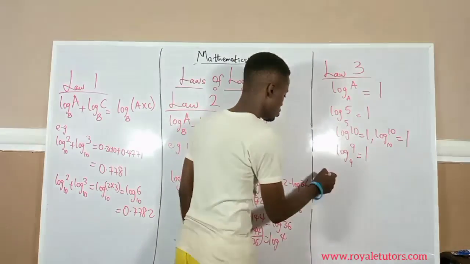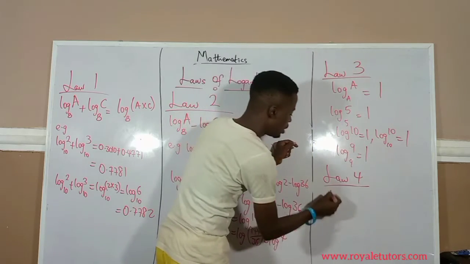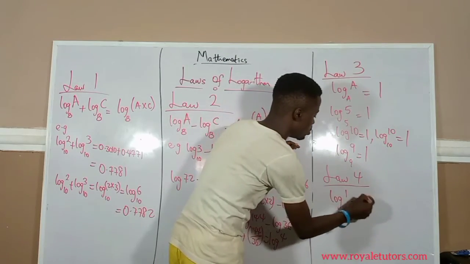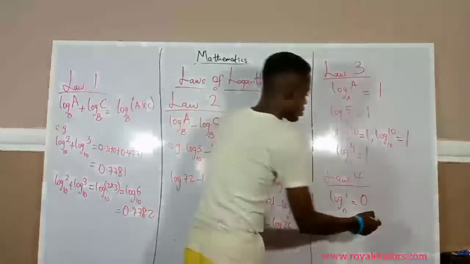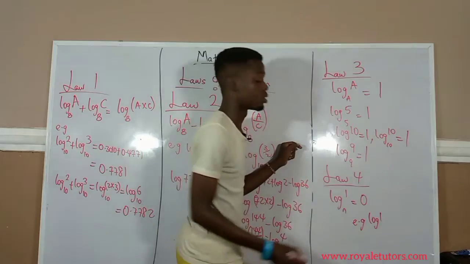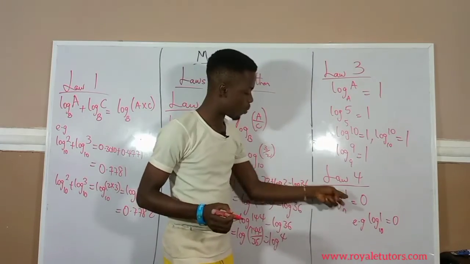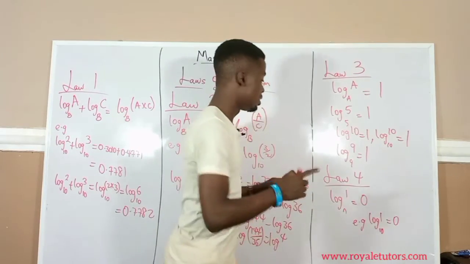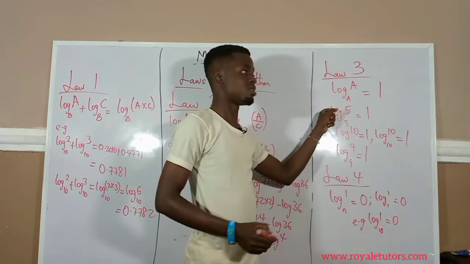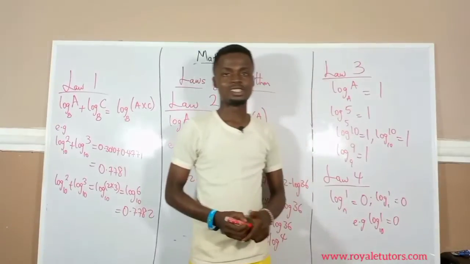So let's check the fourth one, log 4. Log 4 says whenever you have log 1 to any base whatsoever, it is equal to 0. You can try it on your calculator, press log 1, just log 1 on your calculator, you get 0 because this is log 1 to base 10. So whenever you have log 1 to any base, whatever base it is, it is going to give us 0. So log 1 to any base is going to give us 0.